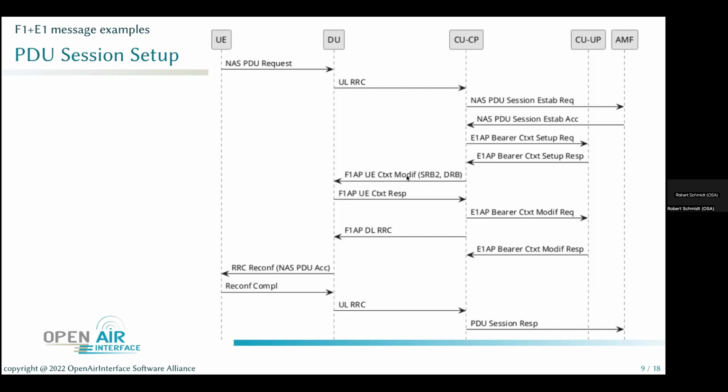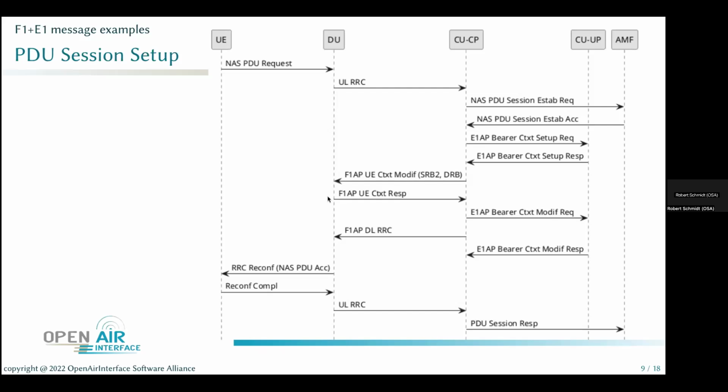By the way, sorry, there is a little mistake here. It's a little oversight from my side. So this must be UE context setup, where we now set up the first data radio bearer and also the signaling radio bearer 2 that always comes together. And basically the DU now creates a UE context. Of course, it's a little bit strange. I also found this a little bit confusing in the beginning because the DU knows already that there is a UE, but nevertheless, they now set up a UE context in the DU.